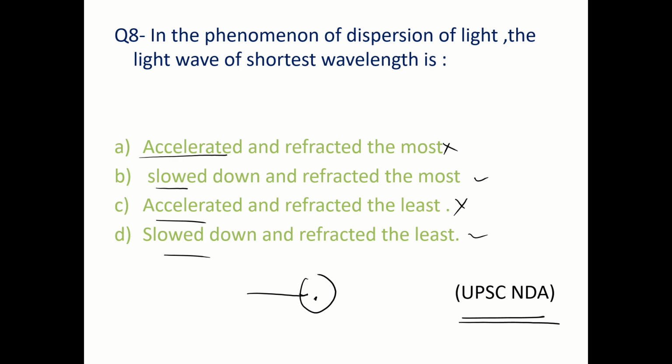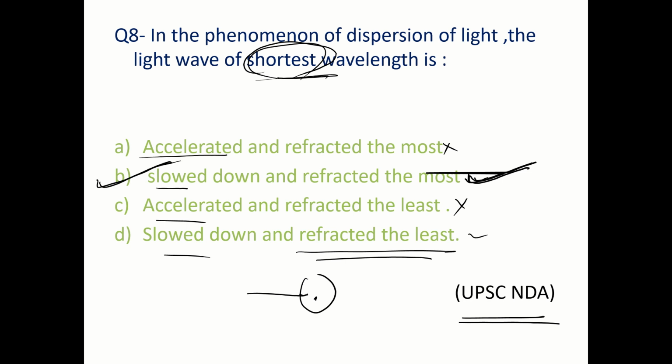Now coming to the options: slowed down and refracted the most, is it correct? Yes, most refracted with shortest wavelength. Slowed down and refracted the least? No. If the option were the longest wavelength, then the answer would be D. So the right answer is option B.